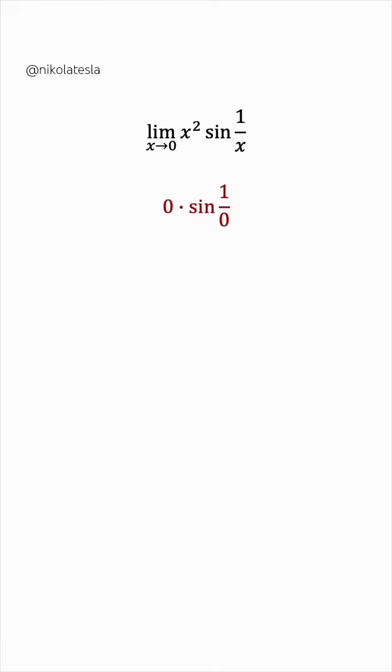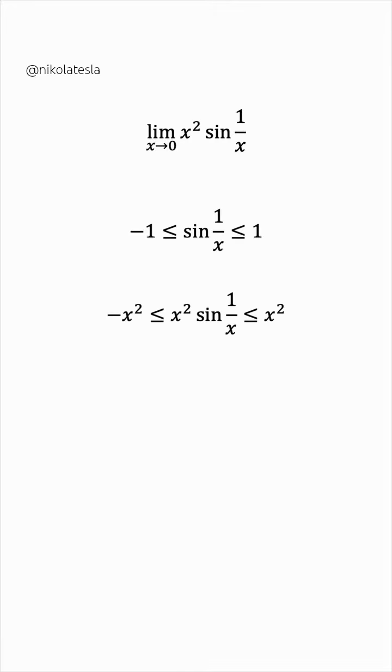And this is problematic because sine oscillates between -1 and 1, and it doesn't have a clear tendency. But the fact that the sine of anything is bounded between -1 and 1 allows us to use the squeeze theorem here. If we multiply everything by x squared, then our function is bounded between -x squared and +x squared.